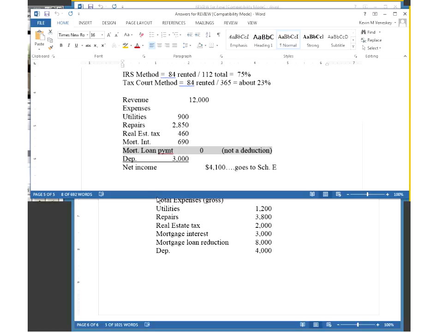Remember that when you make a mortgage payment, the amount that actually goes towards the loan is not deductible. That's just a return on your capital. That's not an expense.